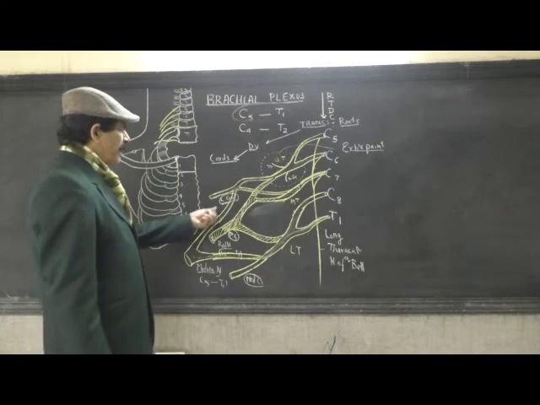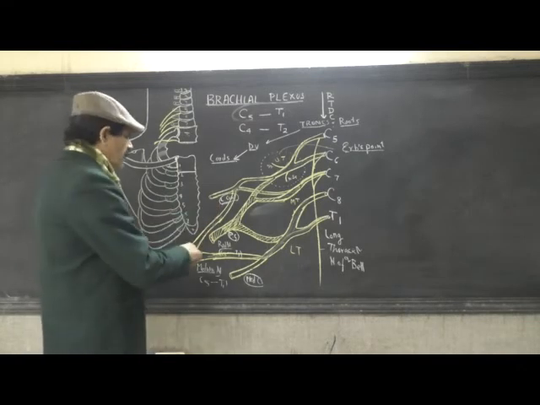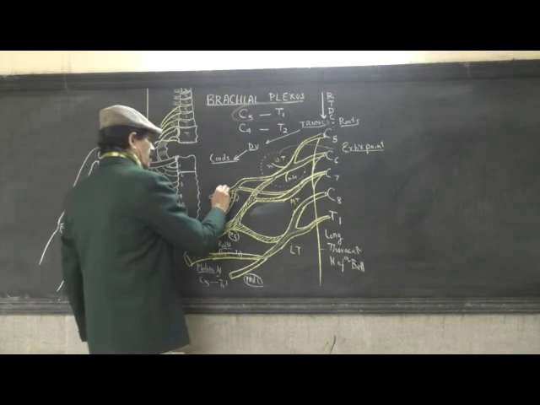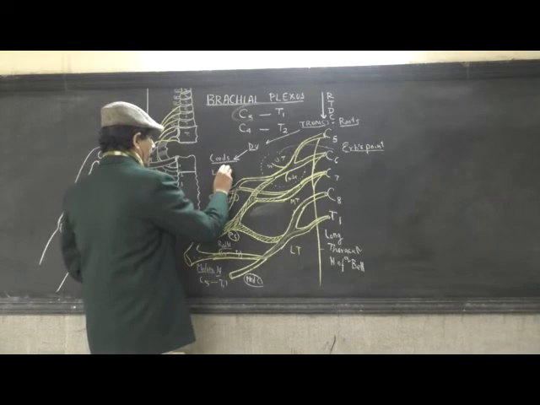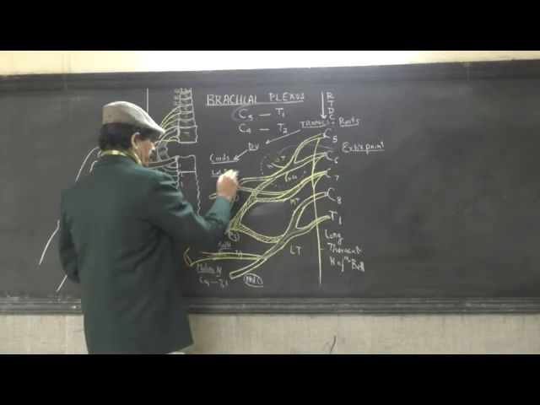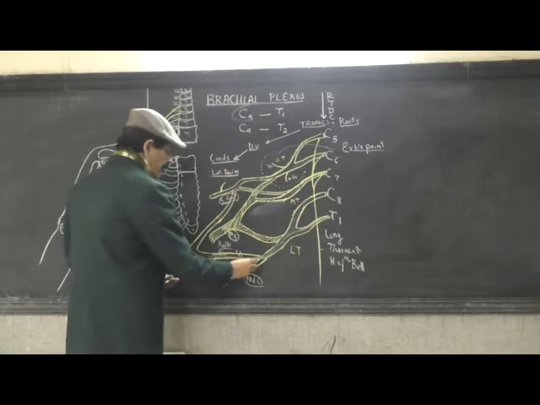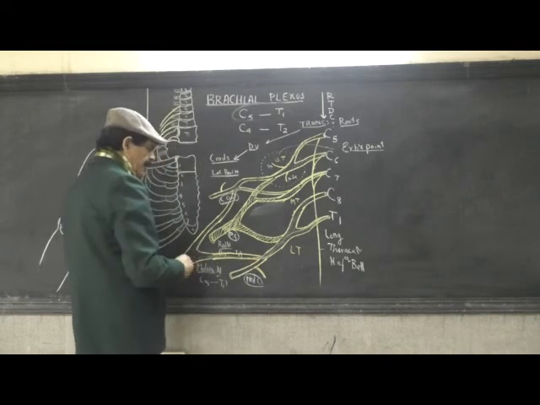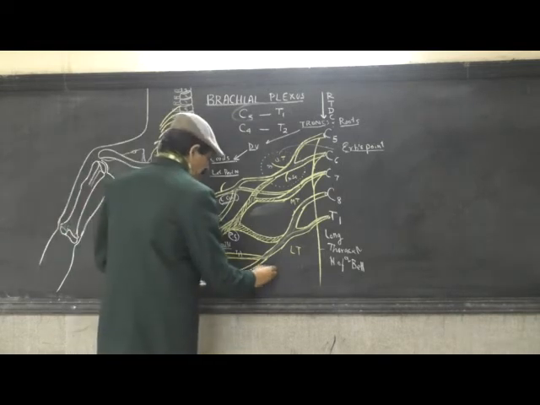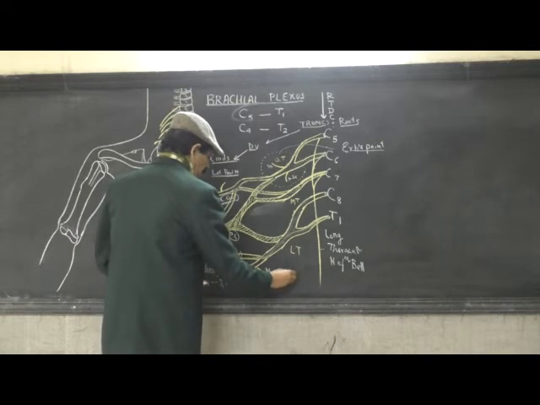Then the lateral cord will give one more branch. This is called the lateral pectoral nerve. Similarly, the medial cord will also give a branch. This is called the medial pectoral nerve.